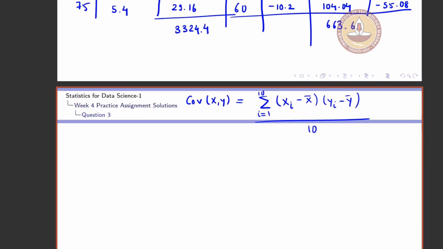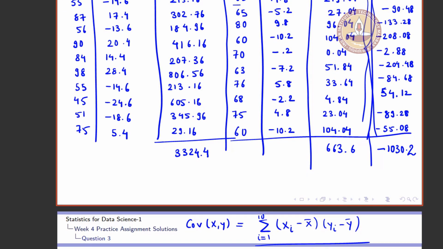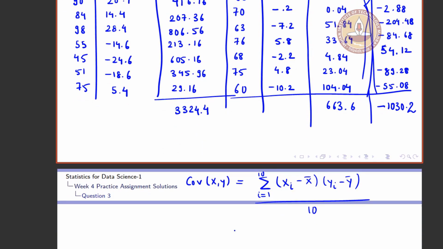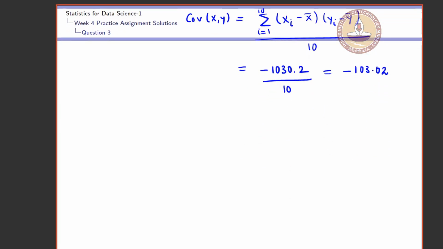So let's add up all these numbers. If you add the numbers in this column, you will get minus 1030.2. So now let's find the covariance. Covariance of xy is minus 1030.2 divided by 10, that is going to be minus 103.02. Now what is the correlation coefficient?